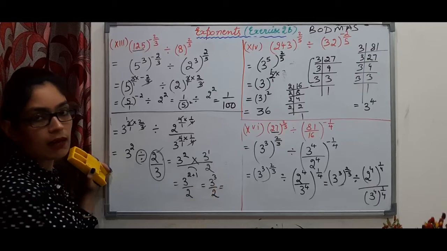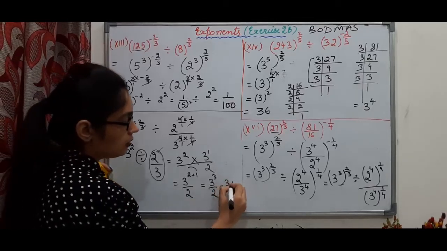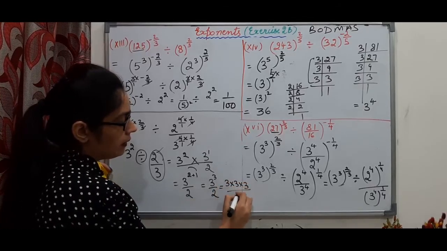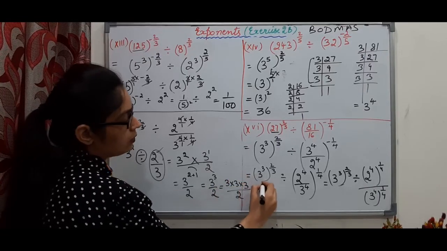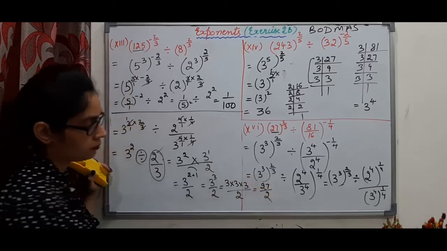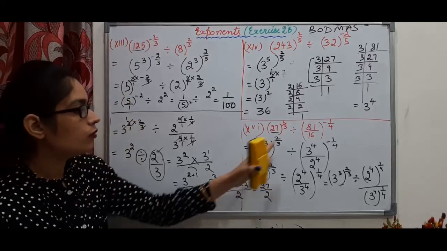So this further we have to solve. 3 to the power 3 by 2 means 3 into 3 into 3 by 2. So 3 into 3 into 3 is 27 by 2. So this is the value of this.